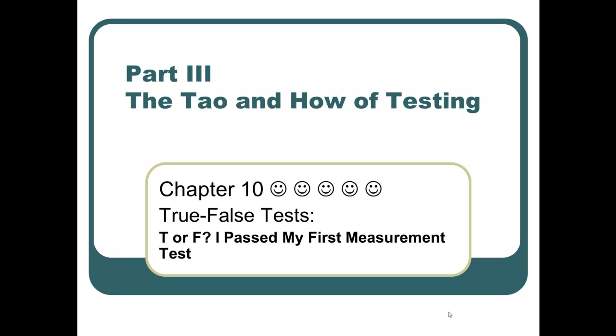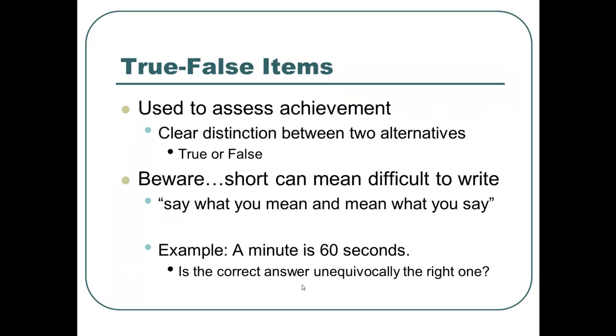Here we go with Chapter 10, True-False Tests. Probably one of the easiest types of tests to put together, but they can be kind of tricky. So let's take a look at true-false tests. They are used to assess achievement.